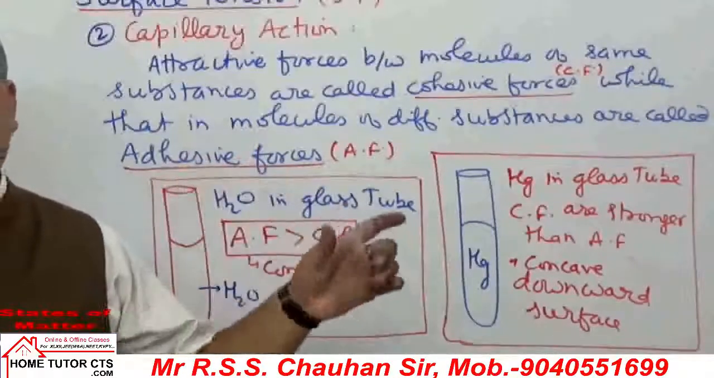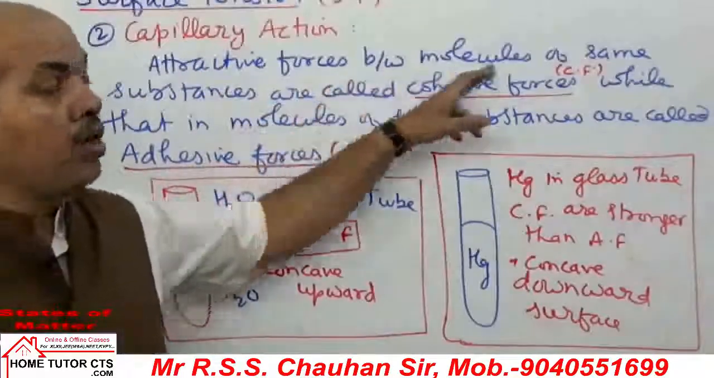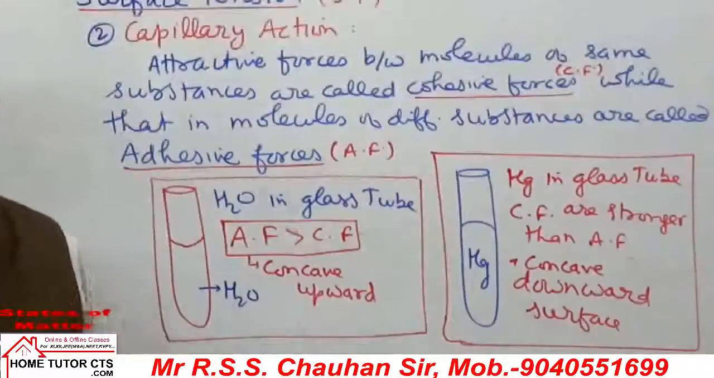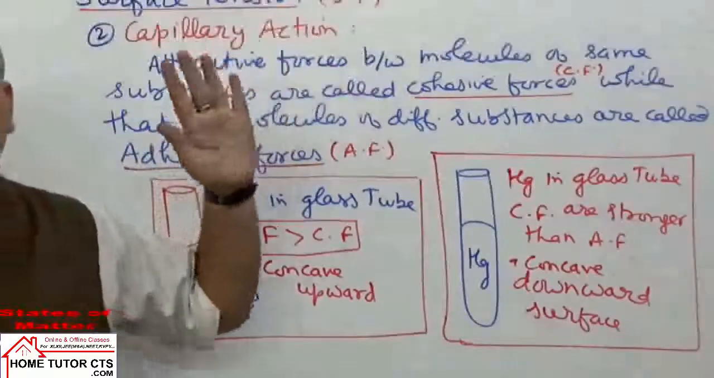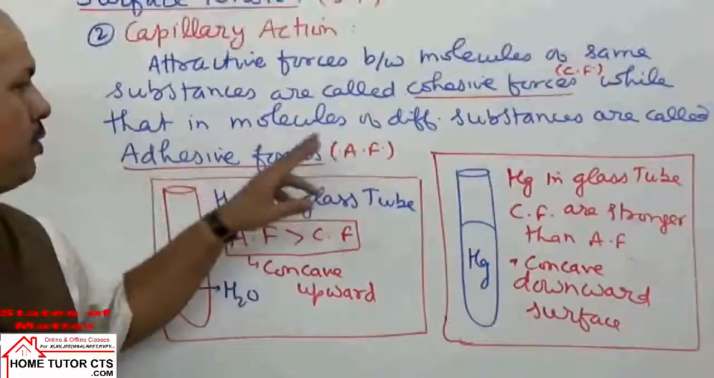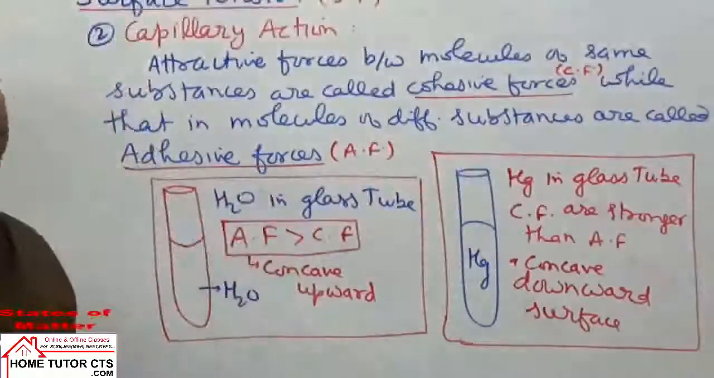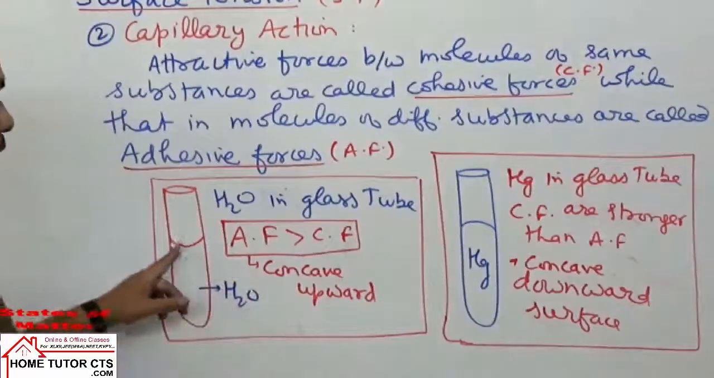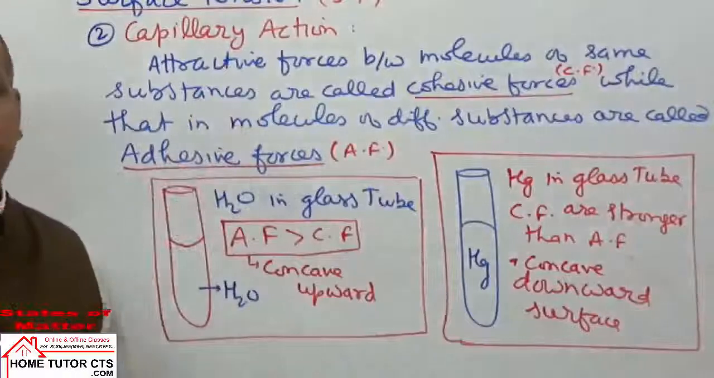Both are attractive forces. The force of attraction between the molecules of the same substance is called cohesive force, and the attractive force between the molecules of different substances is called adhesive force. So sometimes in glass tubes the surface can be concave upward or concave downward. It depends upon these two kinds of attractive forces.